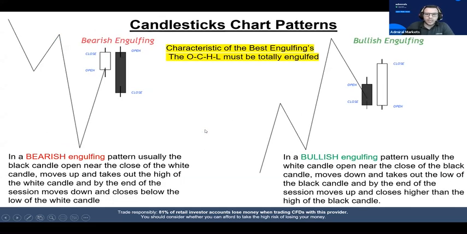Now, let's go to today's topic: candlestick chart patterns.